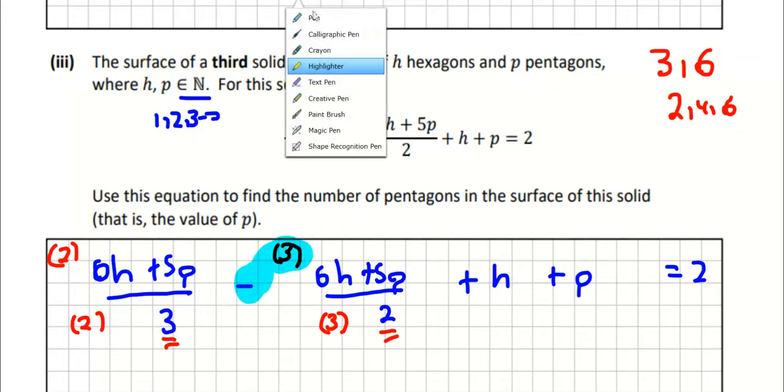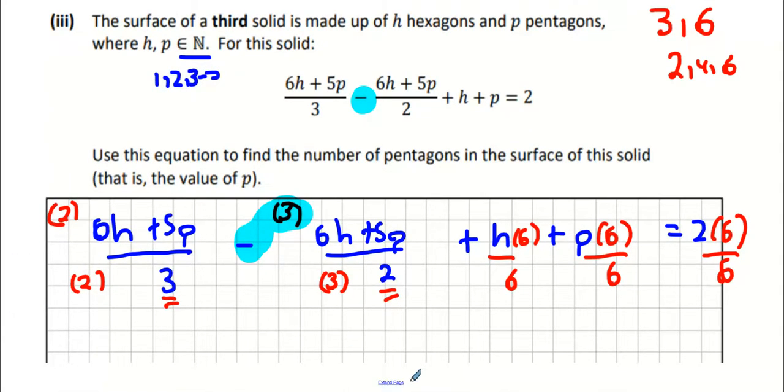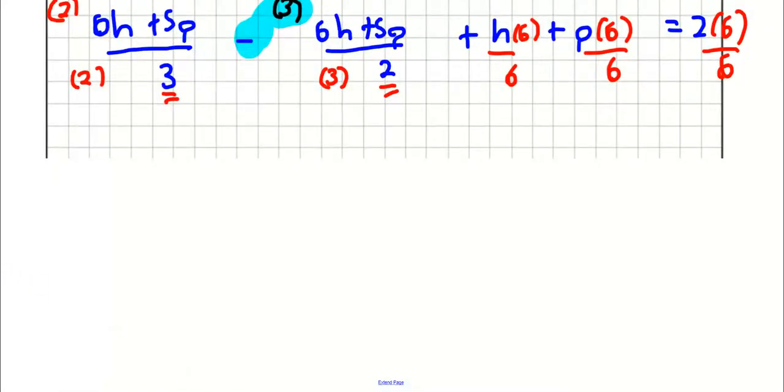Okay? Then over here, it's h, and I'm going to have to multiply the top and bottom by 6 to get over 6. The p, I'm going to have to multiply the top and bottom by 6 as well. And the 2, I'm also going to multiply the top and bottom by 6. This is to make sure that everything is divided by 6.